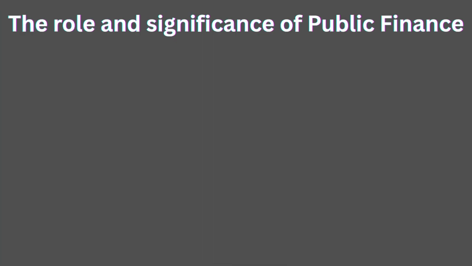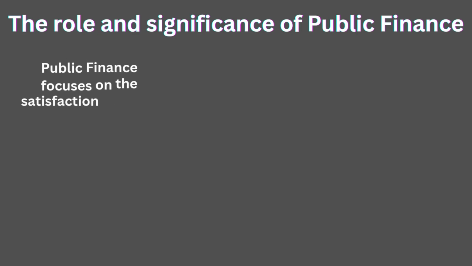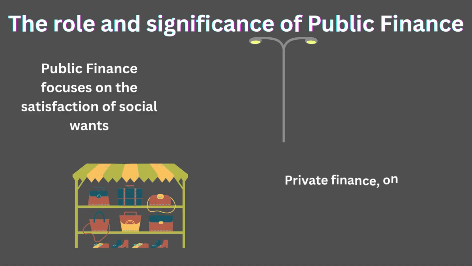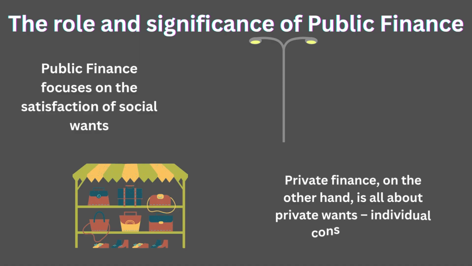Now let's dig deeper into the role and significance of public finance and how it relates to different types of economic goods. Public finance focuses on the satisfaction of social wants, that is, goods and services needed by society as a whole. Private finance, on the other hand, is all about private wants, individual consumption. But what do we mean by these wants? Let's break it down by looking at the types of goods.